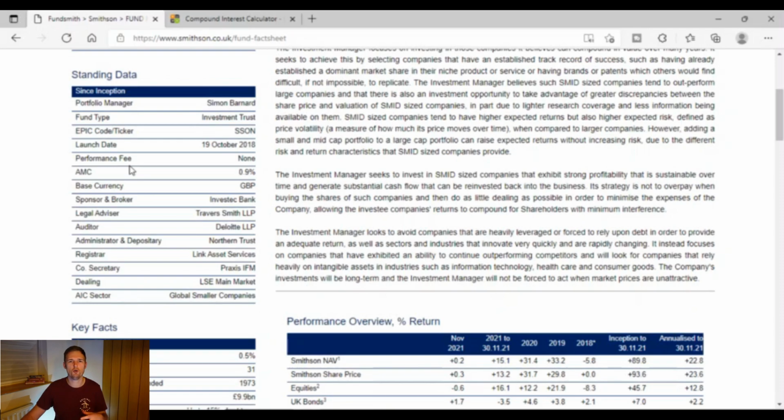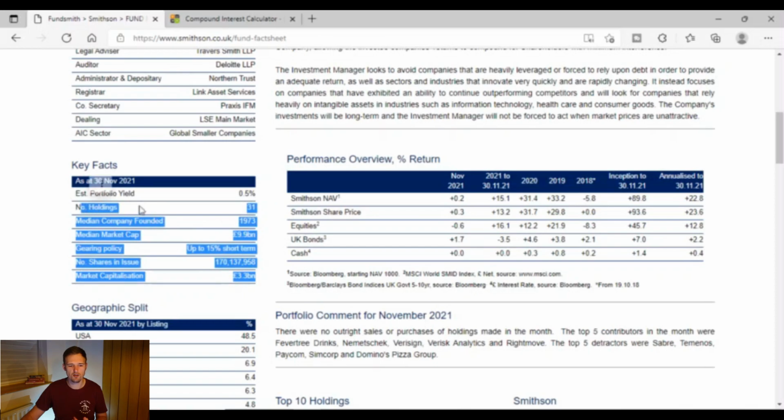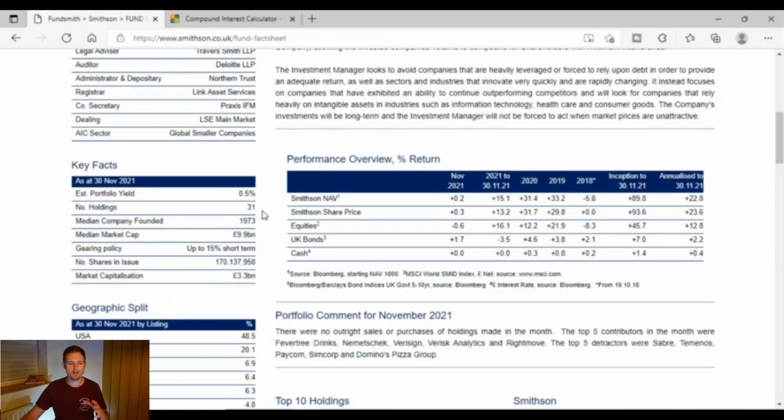If they charge a performance fee, you're really going to have your returns wiped out big time there. But what we want to look at here are the key facts. The number of holdings is 31, and that purely means that at the moment there are 31 companies that they're actually invested in, out of the entire amount of companies in the world that they would choose to invest in, which is around, I believe, 85 or something like that.